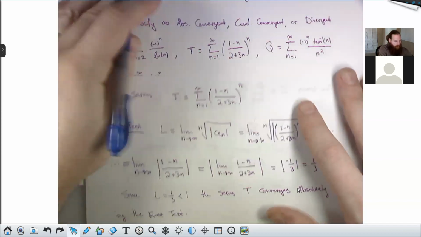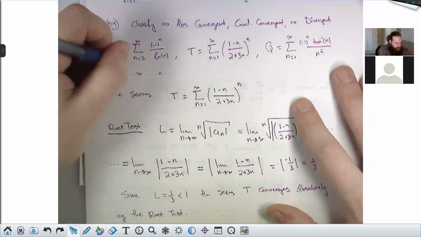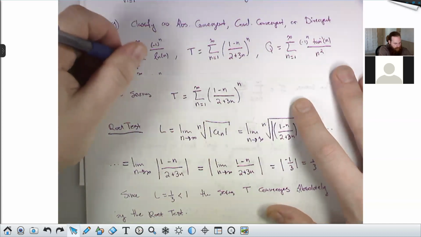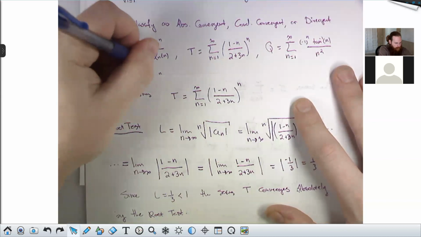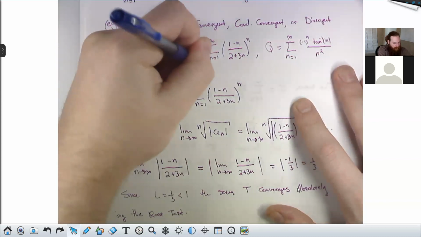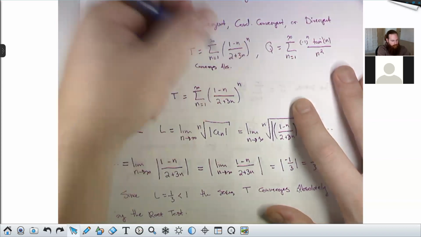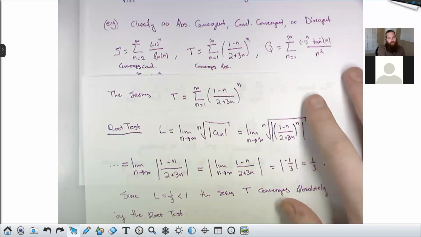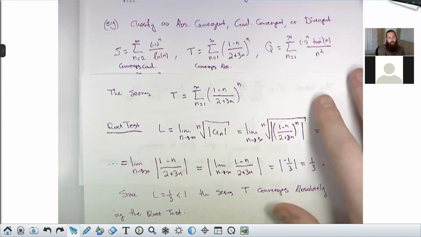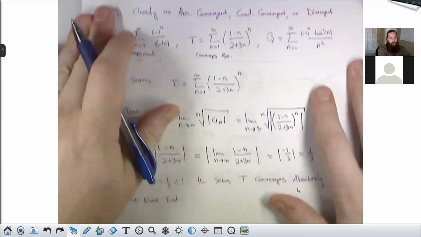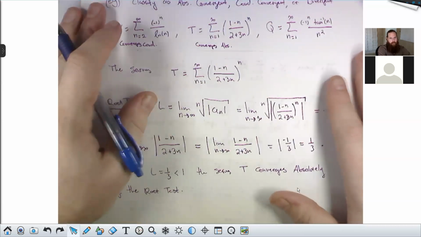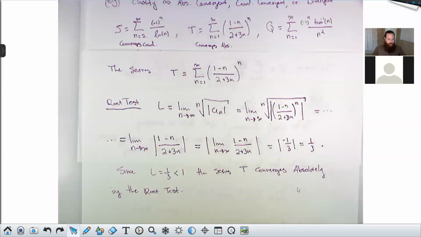So this, I'll put it here maybe, conditionally. This guy converges absolutely. Any ideas? So first, questions on the argument here showing that T converges absolutely. This is our first root test example.